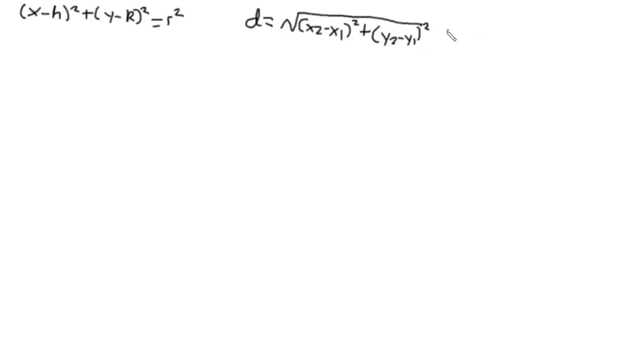And you also need to be familiar with the midpoint formula. So the midpoint between 2 points is (x1 + x2)/2. That's the x coordinate, and then the y coordinate is (y1 + y2)/2. So using these three things, we can answer several different questions that we may have about circles that come up.